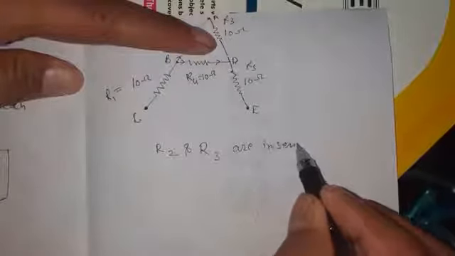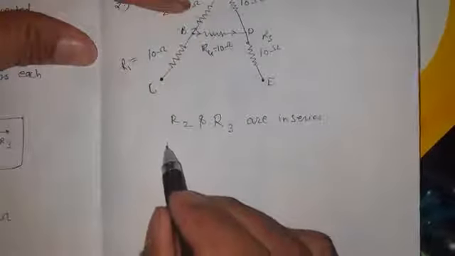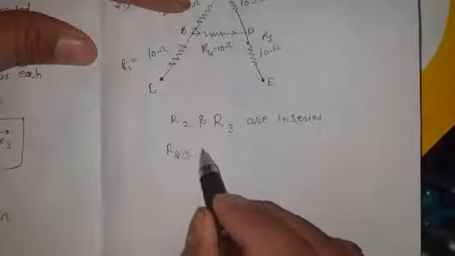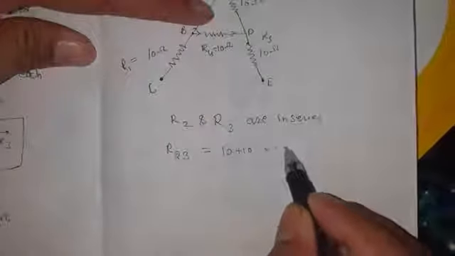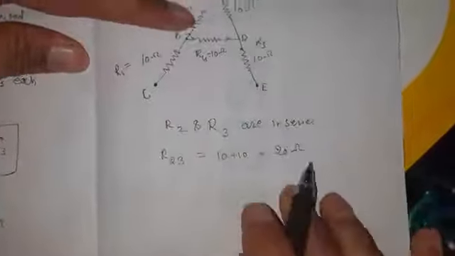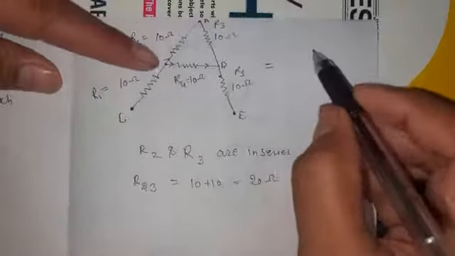Okay, so if they are in series, then what will be the equivalent? Directly, the second and third are in series, so their equivalent is 10 plus 10, which is 20 ohm. Okay, thus I am going to make an equivalent diagram, where I replace these two with a single one.